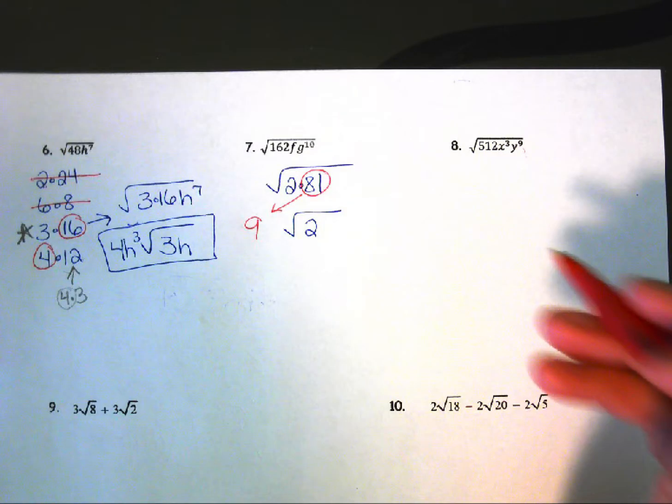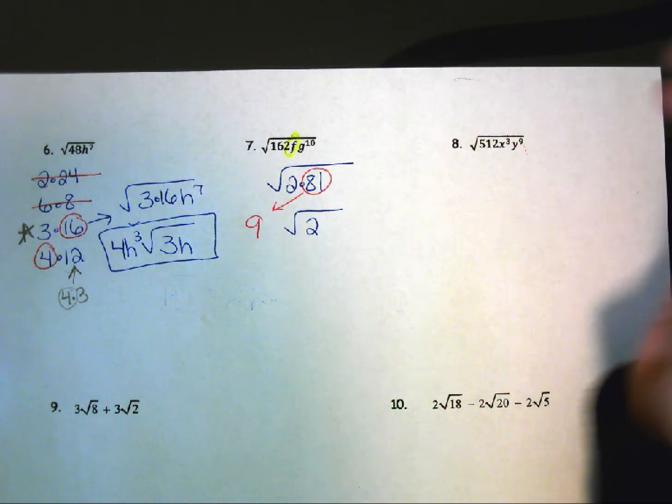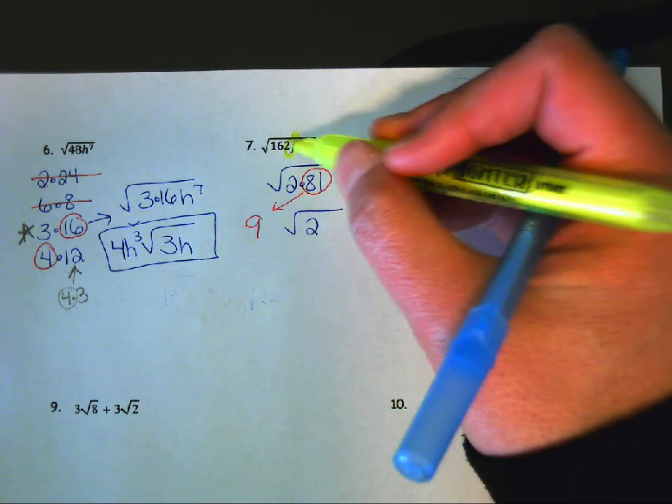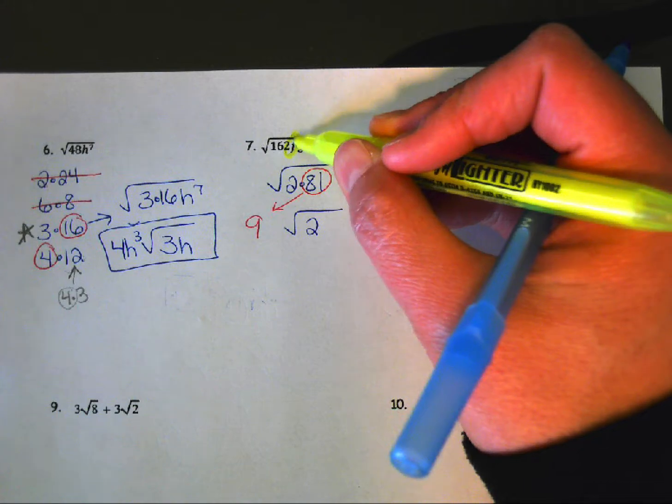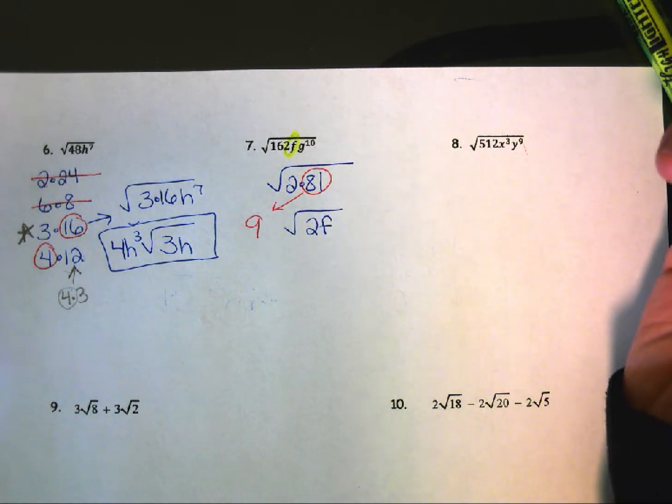Okay? Now, look at your first variable, f. F does not have a pair. There's nobody to pair him up with. So the f is going to stay under. Now take G.